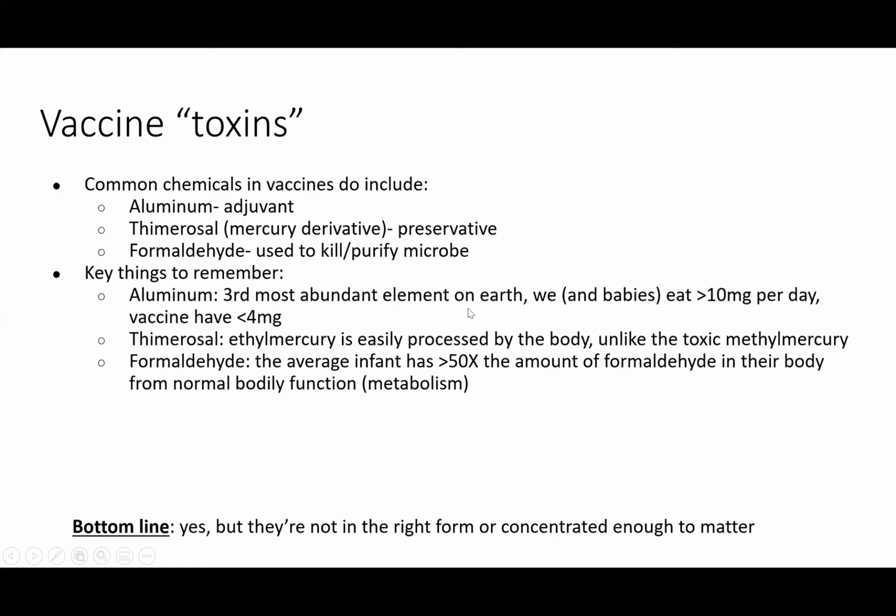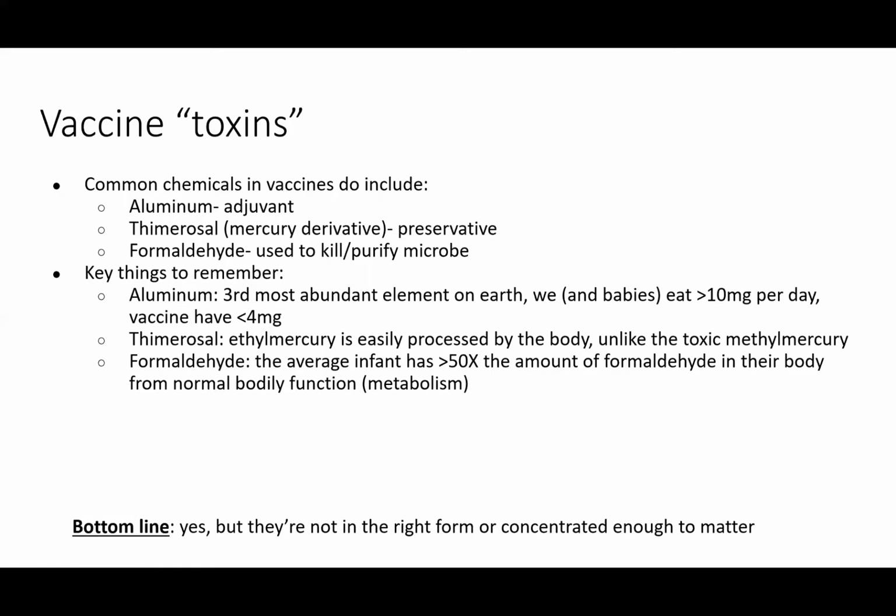Vaccines as a whole have less than 4 milligrams of aluminum per dose of the vaccine. So we're getting an extremely small amount of aluminum, but even if you had a really high dose of aluminum, you would need grams and grams and grams to actually cause a meaningful effect on a human being, even an infant.